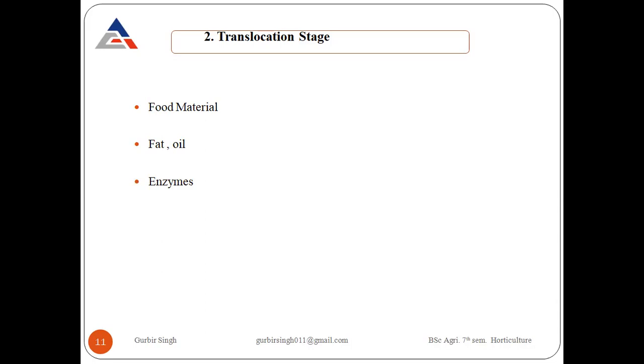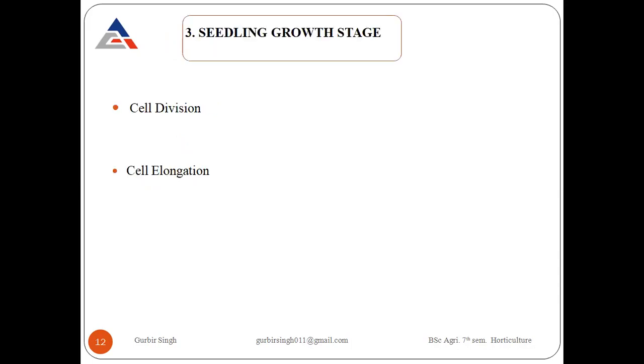Next is seedling growth stage. In this stage, the development of seedling takes place from cell division in different growing points of the embryo, which is followed by the expansion of seedling structure.